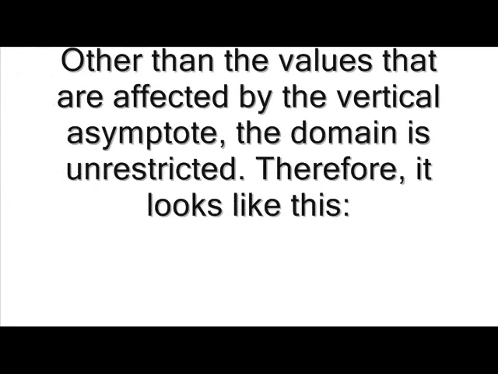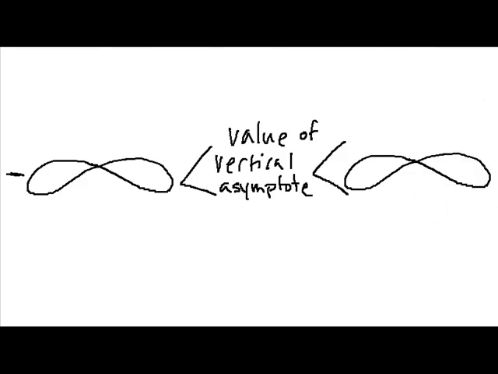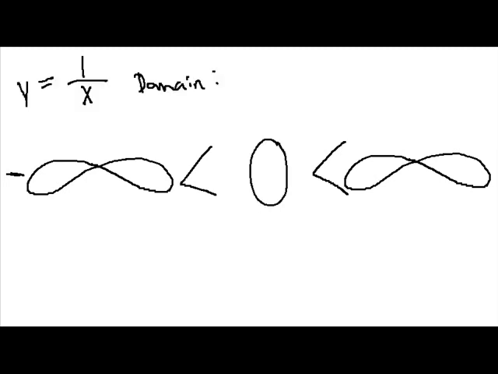Other than the values that are affected by the vertical asymptotes, the domain is unrestricted. Therefore, it looks a lot like this. Negative infinity is less than the value of the vertical asymptote, which is less than infinity. So for the parent function, it's negative infinity, less than 0, less than infinity. The changed function's domain is negative infinity, 8, infinity.